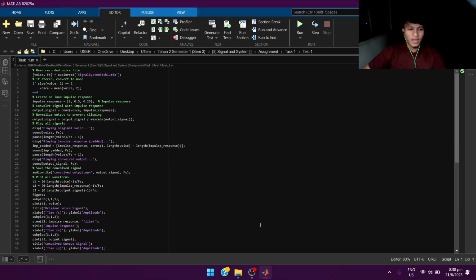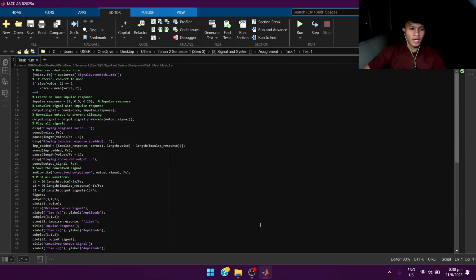So step 2, I define the impulse response as 1, 0.5, and lastly 0.25. This simulates a basic system with decaying feedback, like an echo effect. So step 3, which is convolution using the conv function, which mathematically combines the input signal with the impulse response. After convolution, I normalize the output by dividing it by the maximum absolute value to prevent audio clipping.